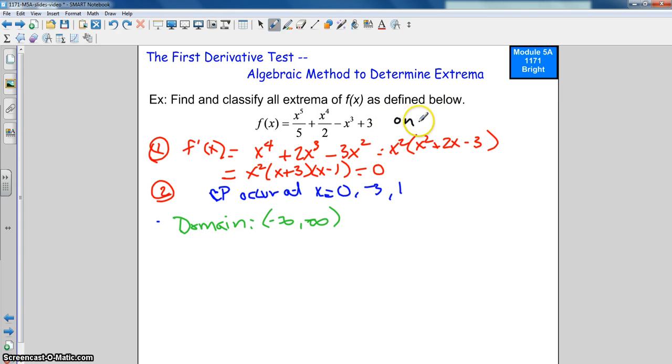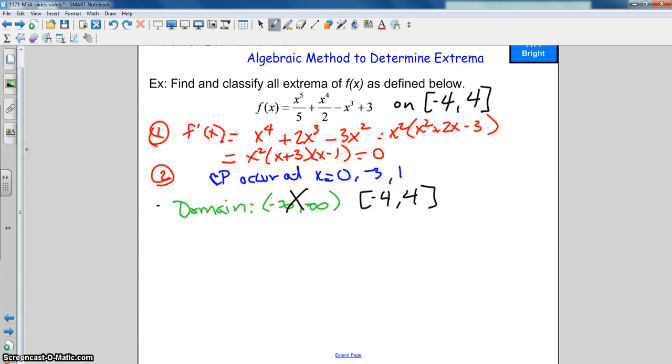I'm going to say we're doing the function over the interval -4 to 4. So really, let's change the domain, and the domain is just going to be -4 to 4. By being on a closed interval, the problem is a little bit more interesting and consequently a little bit harder. Not too much harder though.